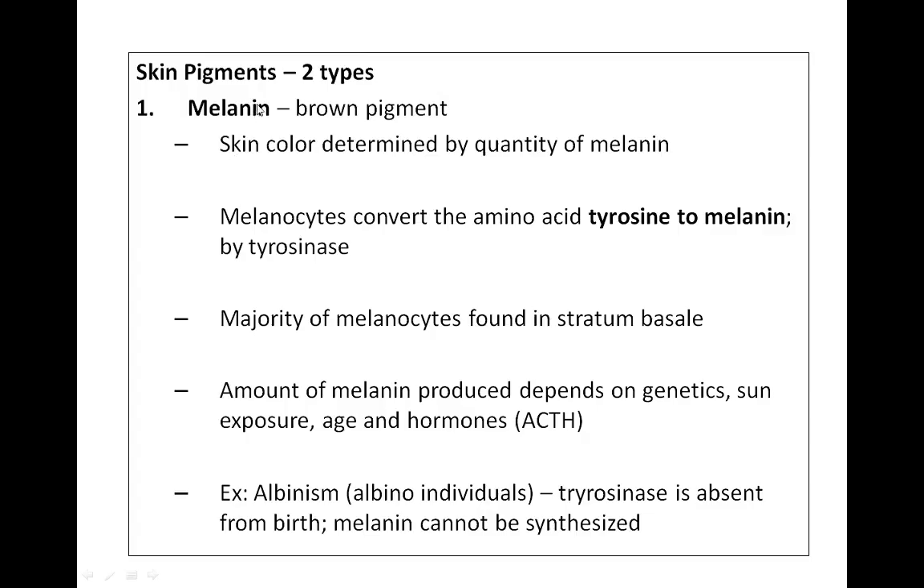Now some pigments are present over the skin. One is melanin. Already I have said it is a brown pigment which gives the color of the skin according to the quantity of the melanin. Melanin is produced by the melanocytes. These melanocytes convert the amino acid tyrosine to melanin with the help of the tyrosinase enzyme. Already in biochemistry, you have most probably got this. The majority of melanocytes are found in the stratum basale layer, and the amount of melanin produced depends on genetic cause.